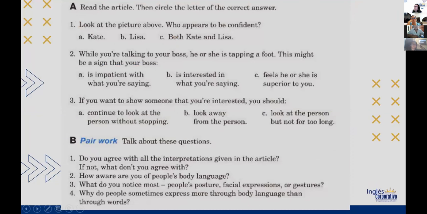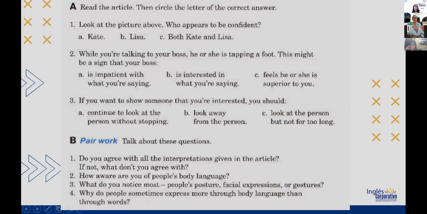While you're talking to your boss, imagine your boss is tapping a foot. This might be a sign that your boss is impatient with what you're saying, is interested in what you're saying, or feels that he or she is superior to you. Probably is impatient with what you're saying. Actually, I don't know if you have noticed that, but I have noticed that they are not very patient, right? Sometimes they interrupt what you're saying.